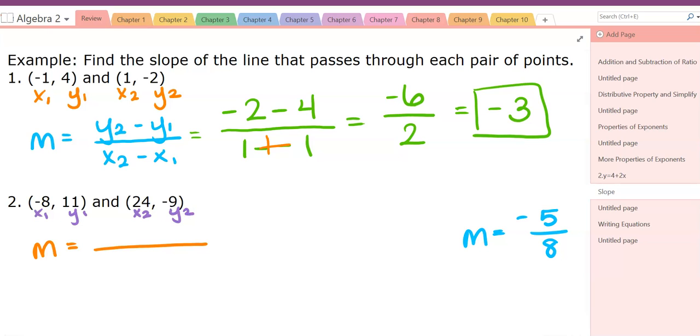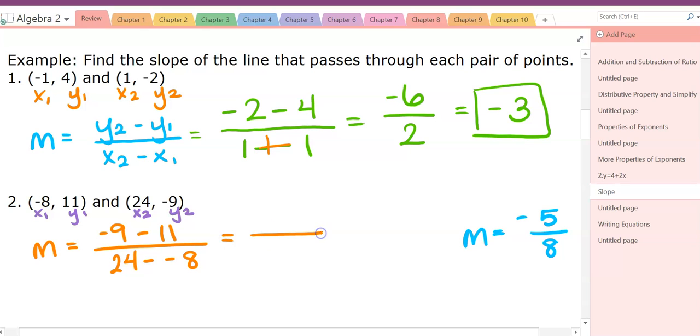So on top, you do y2 minus y1. So negative 9 minus 11. And then on the bottom, it'd be 24 minus negative 8. If you have it switched, that's okay. If you did 11 minus negative 9 and negative 8 minus 24, it should not affect your answer at all. So if I do this, negative 9 minus 11 is going to be negative 20. 24 minus negative 8, again, you've got those double negatives. So keep, change, change. Change this to an addition problem. So that's going to be 32.